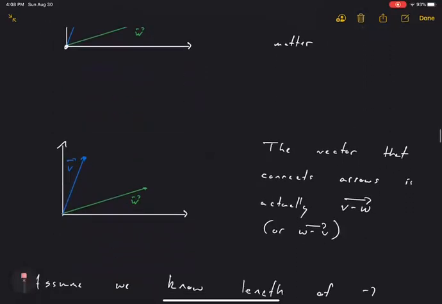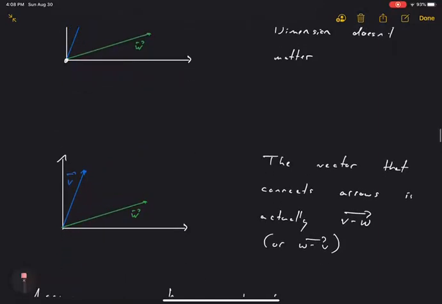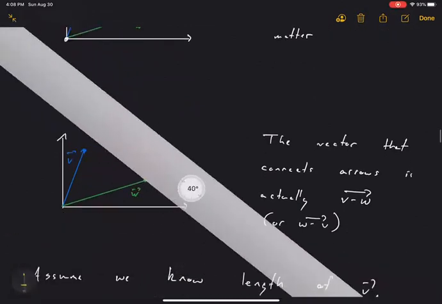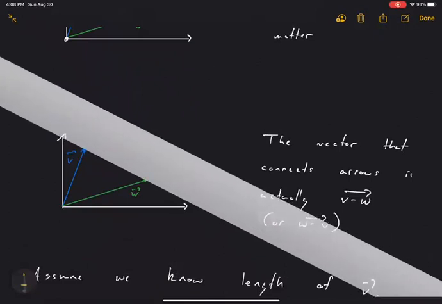Now, this is almost a triangle. We're missing the side that connects these two vectors to make the triangle. But let's first talk about what that side is. It might seem weird, but let me draw it. We want to connect these two tips.